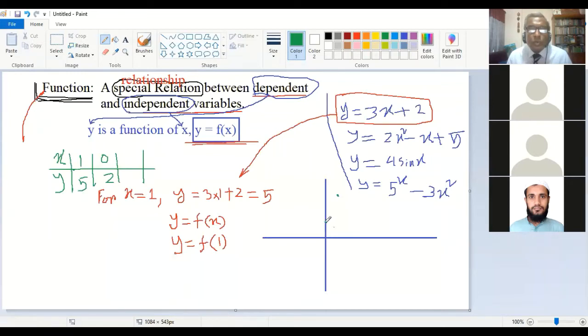And then you will join the points and that will be a straight line. In this case, it will be a straight line. So this is my question. My question is, what will be the graph? So the graph for y equal to 3x plus 2 will be like this. This will be a straight line. Is that okay? Do you understand this? Yes, sir. Okay. Now, if I draw the graph for the second one, will it be again a straight line?